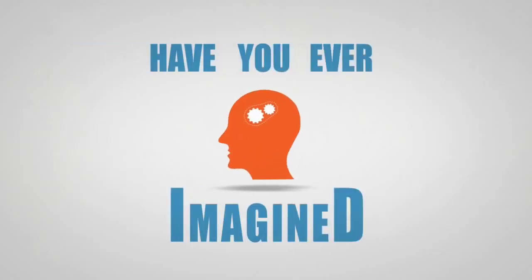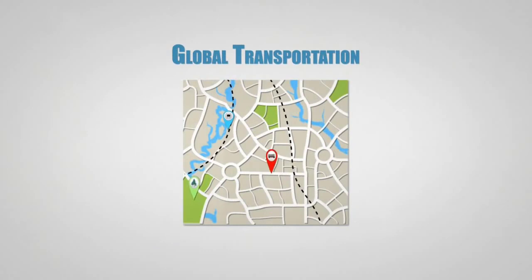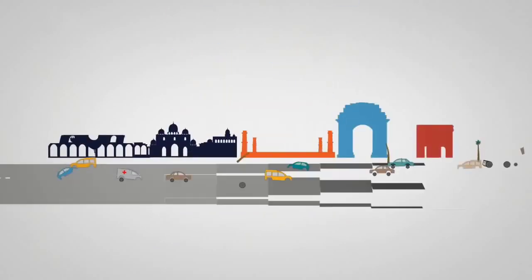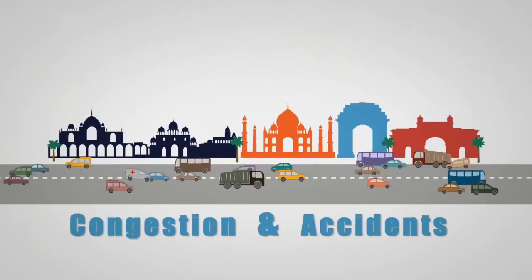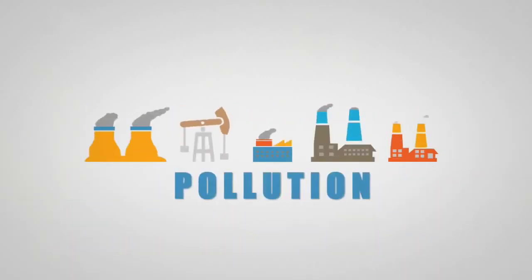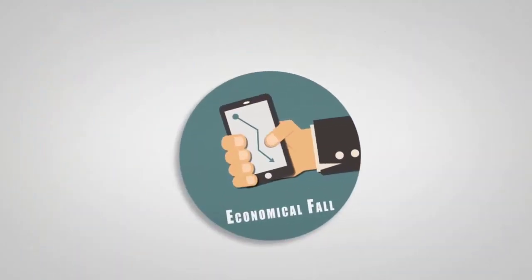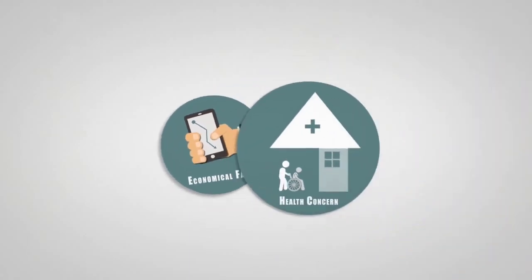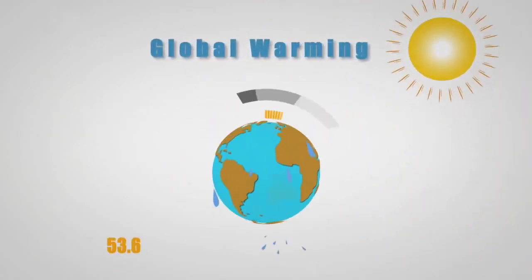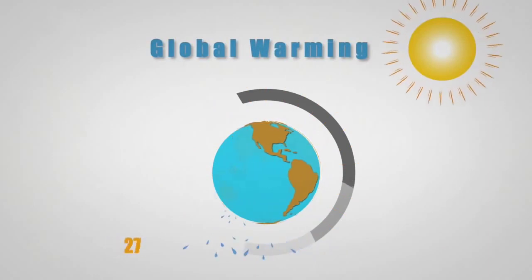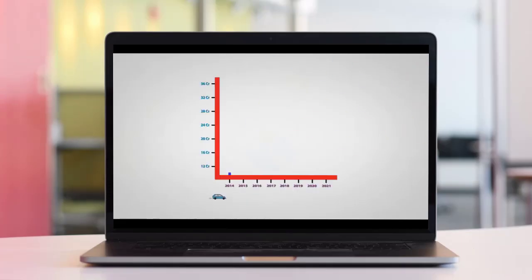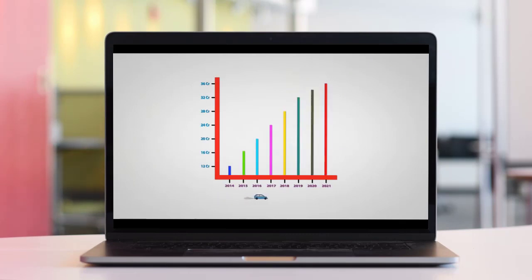Have you ever imagined a global transportation system 10 years from now? Full of congestion, accidents, pollution, leading to slowdown of economic growth, health concerns, global warming at its peak, and disturbed family and social life. In 2021, the Indian roads will be crowded by three times the vehicles.